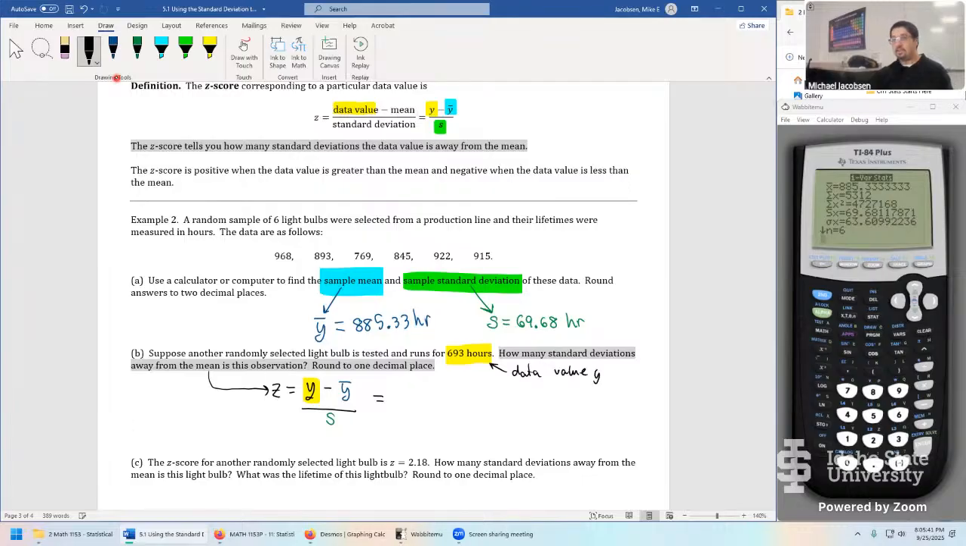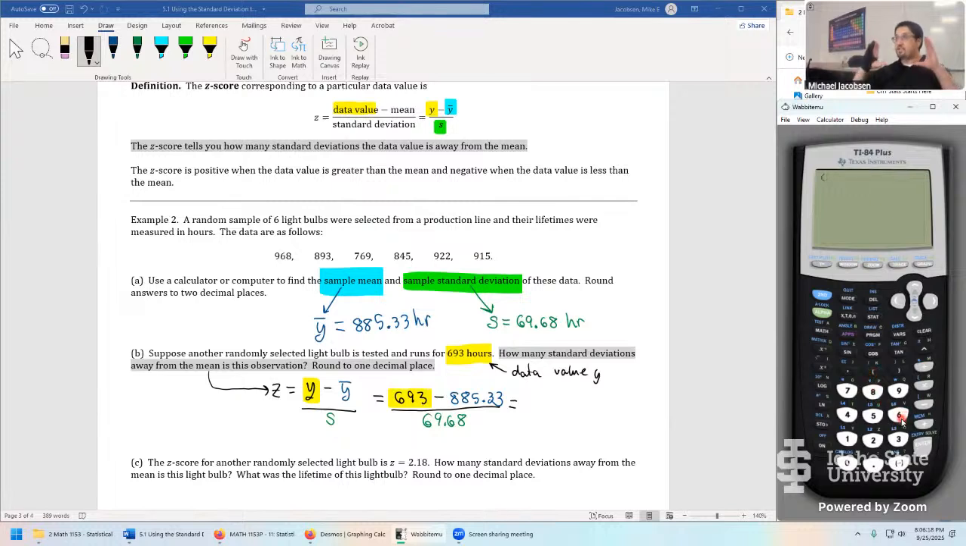Y. Now we just plug everything in. So drop everything in as it's color coded, 693 minus, place a Y bar, 885.33, divide by S, 69.68. Really, this is only our second z-score we've calculated so far, so that's kind of exciting. Let's put this back into the calculator. Let's put it in one shot, so a slightly different way to compute.